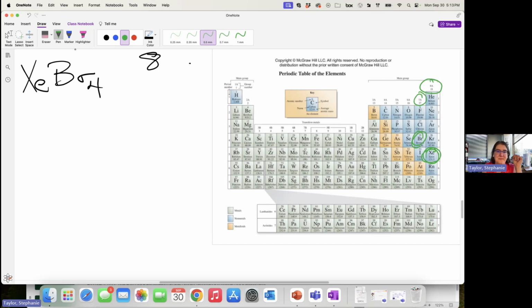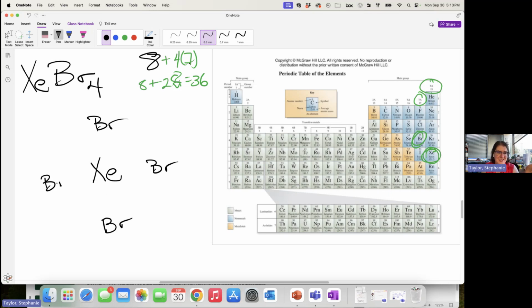Bromine is going to have 7. So 8 plus 4 times 7. That is 8 plus 28, which is 36. Xenon's going to go in the middle, all the bromines around it, because we're going to assume bromine is more electronegative than xenon since it's a halogen. Bond everything together. That's 8. I have 28 left over.